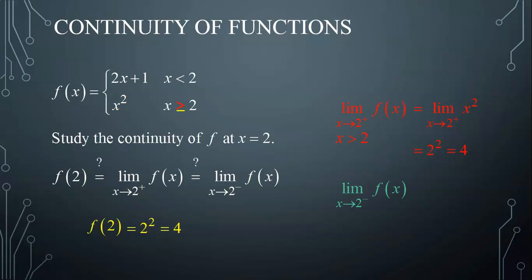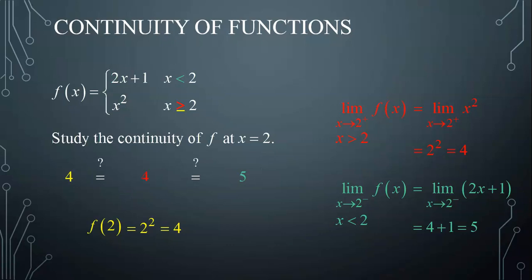Now moving to the limit when x is approaching 2 from the left of that same function f of x. Since x is being approached from the left, then x is smaller than 2. Going back to the expression of f of x, x is smaller than 2 when y is equal to 2x plus 1. So in this case, replacing f of x by 2x plus 1, and then replacing x by 2 in order to find that limit, we obtain 4 plus 1 equals 5.